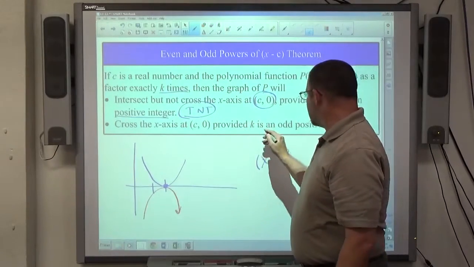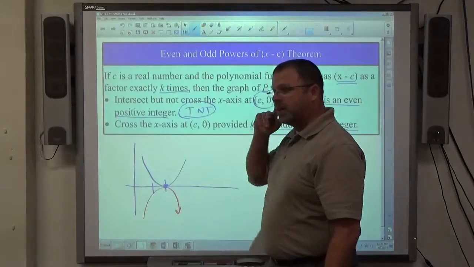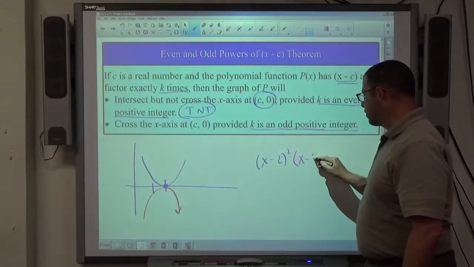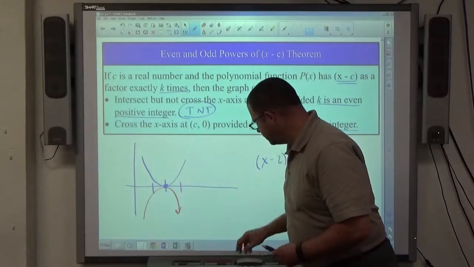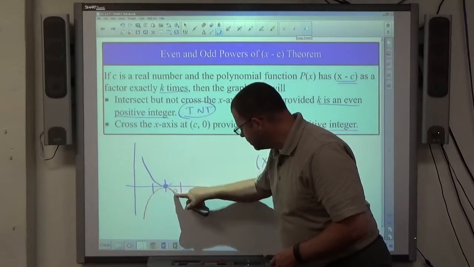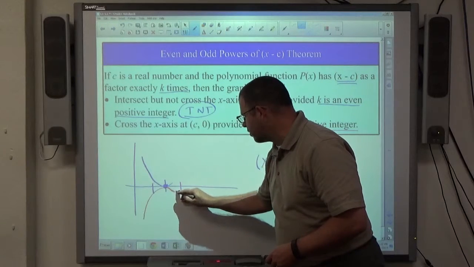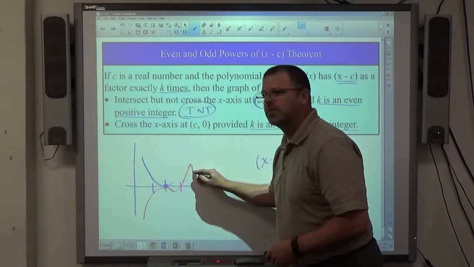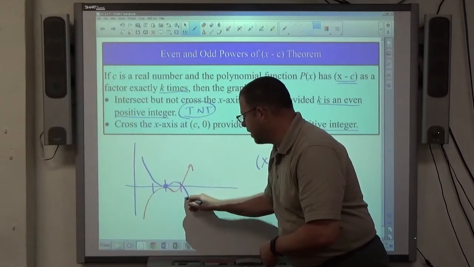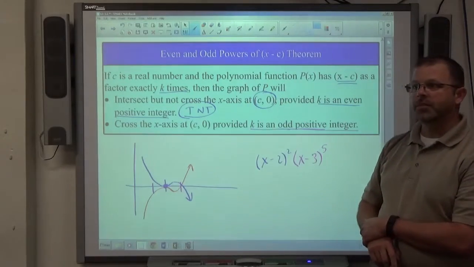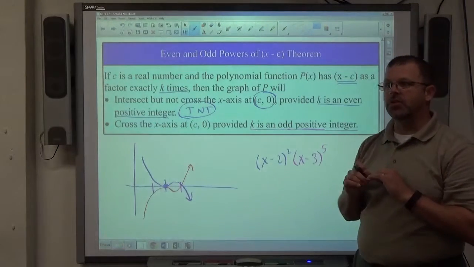If we're dealing with an odd power, an odd positive integer, it still has a root at c comma 0. So let's say we have x minus 3 to the 5th power. All right? So here's 3 right here. Then I know that as it goes down here, it's going to go through that one. If it started off positive like this, it would go up a little bit, then turn and go through that one. It's going to intersect, it's going to cross. So touch and turn or cross. That's what I'm looking for answers on these.